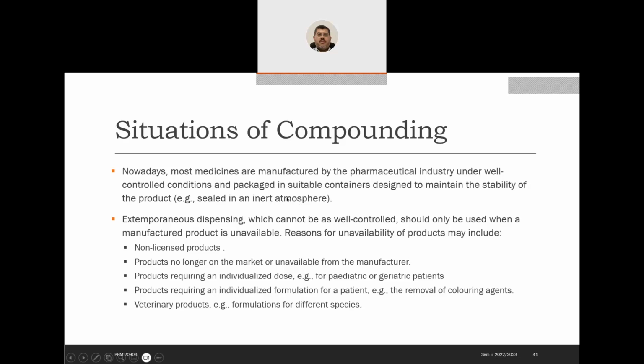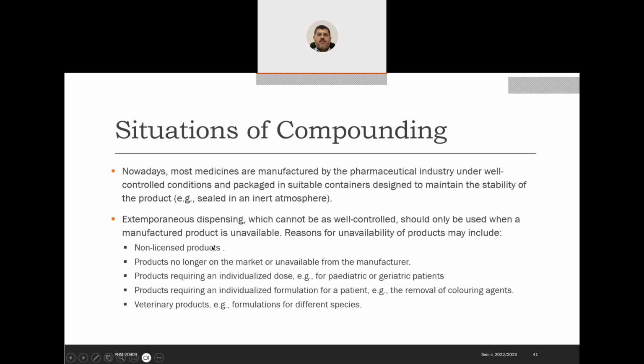So they are safer to use. They are accurate in dose. Everything is better compared to extemporaneous preparation when it comes to hygiene and so on, because they are produced in GMP certified facilities. Okay, but in certain conditions, we need extemporaneous dispensing. Of course, this is not well controlled like in industry, but it should be used if the manufactured product is unavailable. Okay, in which conditions will the manufactured product not be available?